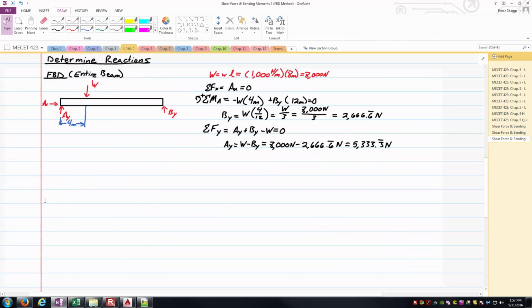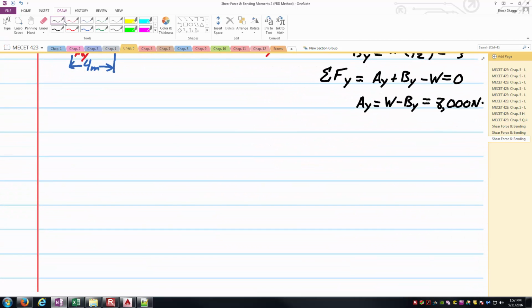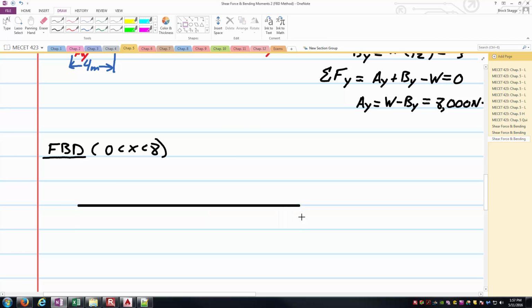And so that's exactly what I'll start doing down here. Let's draw a free body diagram now. And we're going to say that x has got to live between 0 and 8, just like so. And so here's my cut section. Well, one thing I know is I'm going to have an A sub y reaction force pushing up.